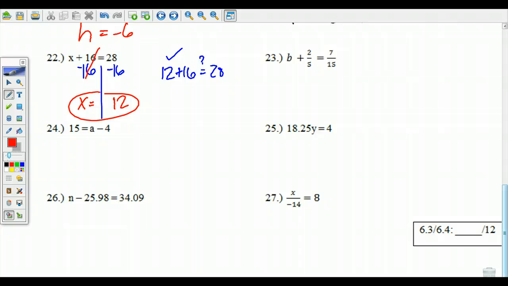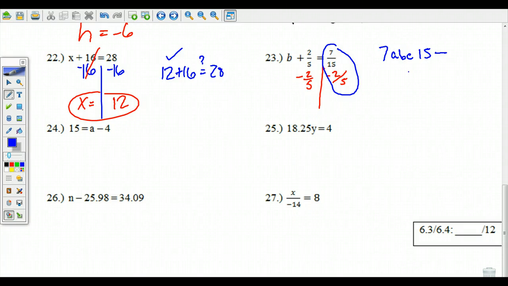Number 23. You want to subtract 2/5 from both sides because we are adding 2/5. The opposite of that is subtracting it. So we're going to do that to both sides. And this is something you can do on your calculator. The order is important though. You need to type in 7 ABC 15, then minus 2 ABC 5, sorry. And when you do that, you'll get the answer of b is equal to 1/15.